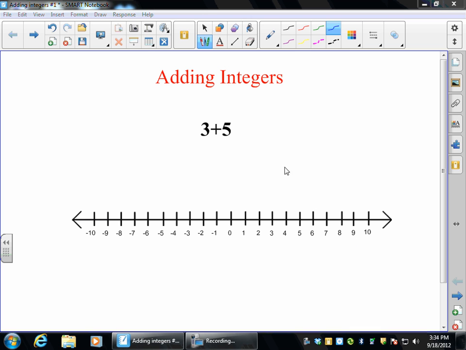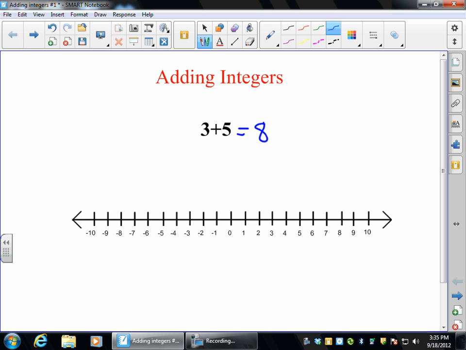As you can see, we're starting out with a really basic problem, but there's an important reason we're going to start out with this problem. Obviously, everybody knows that 3 plus 5 is 8. That's not what's important here. What's important is I wanted to show you how we could think of this on a number line, because as we start putting negatives into these problems, both adding and subtracting, people get confused.